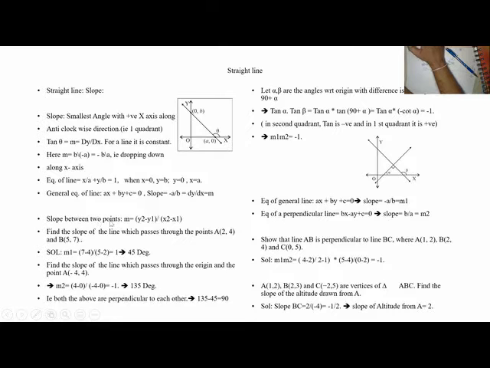What is the slope between 2 points? y2 minus y1 by x2 minus x1. That's what you have seen here in our earlier discussion. Slope is constant everywhere: y2 minus y1 by x2 minus x1. So this is nothing but tan theta. Y2 minus y1 by x2 minus x1 means what? Tan theta. So this is the slope between 2 points.